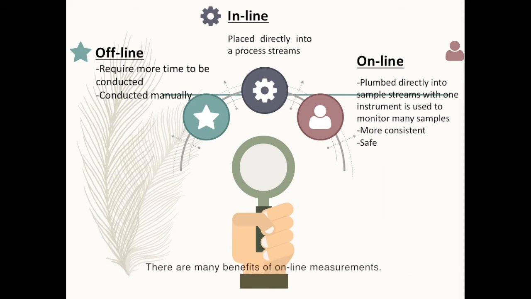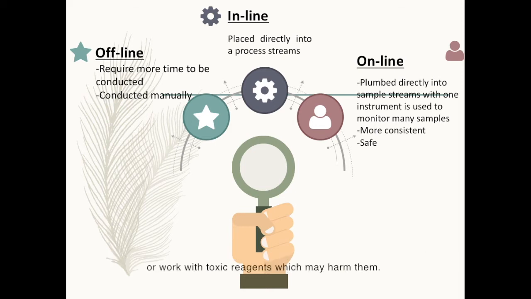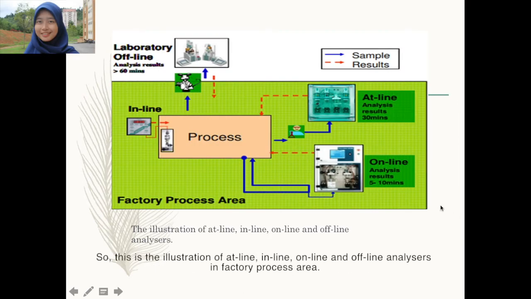There are many benefits of online measurement. Firstly, it provides a higher level of consistency and certainty as the human factor is removed from the procedure. Besides, it is safer compared to other options because persons do not have to collect samples or work with toxic reagents which may harm them. Okay, so this is the illustration of at-line, online, inline, and offline in a factory process area.